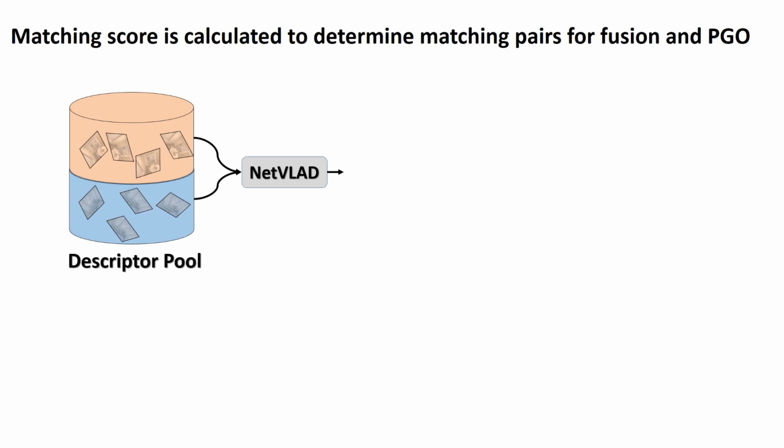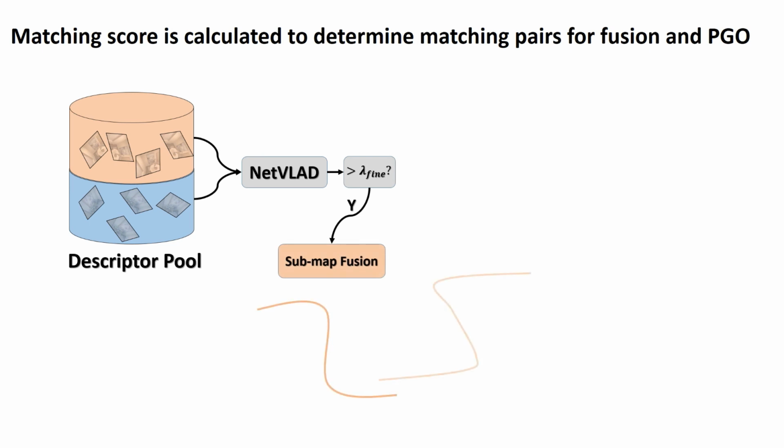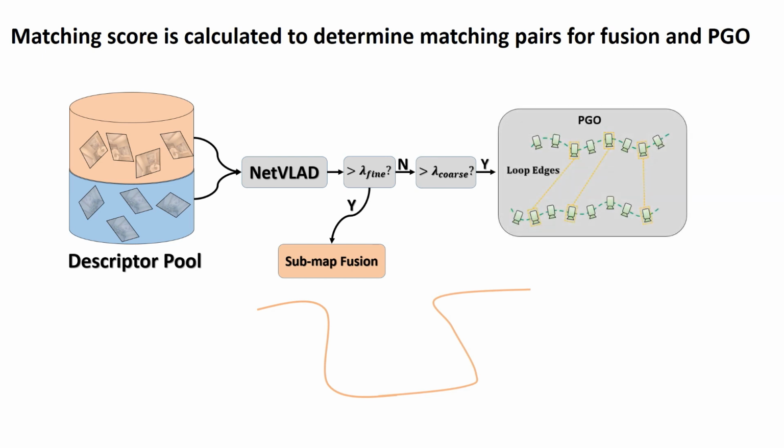For each keyframe in the submap, we associate it with a descriptor generated by the pre-trained NetVLAD model. We use cosine similarity between descriptors as the judgment criterion for loop detection. For the pair with the largest overlap, we use it to perform a 3D rigid transformation to align submaps. For pairs with decent overlap, we use them as loop edges in the global pose graph optimization.